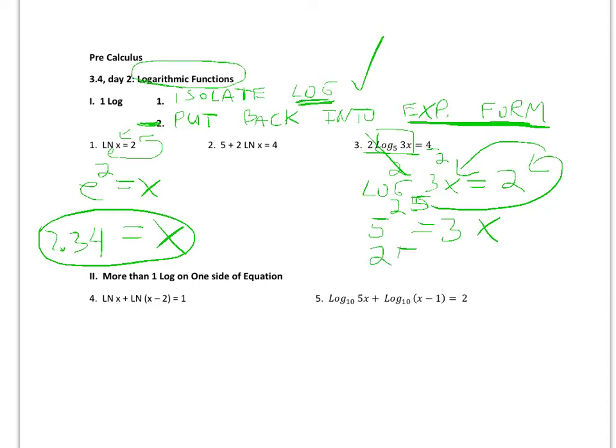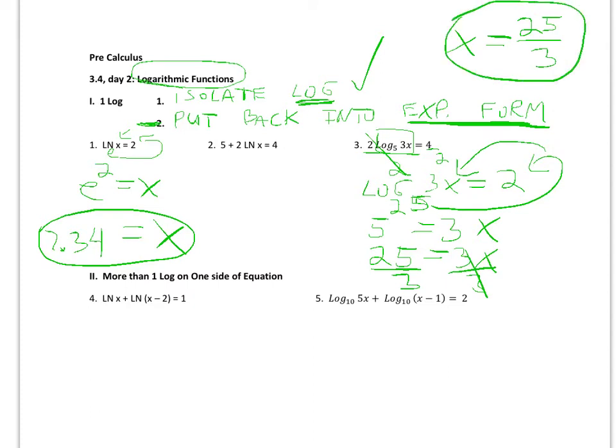5 squared is 25. This equals 3x. Very simple. Just divide by 3, and we're going to get our answer. Our answer here, I'll just put right here, is 25 thirds. Or if you're making a mixed number, it would be what? 8 1/3. So that's what x equals.